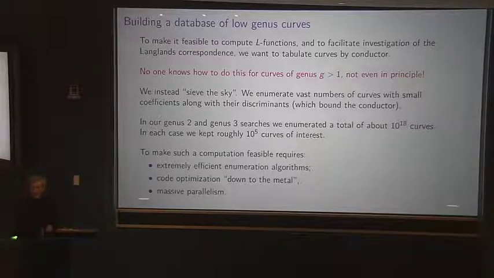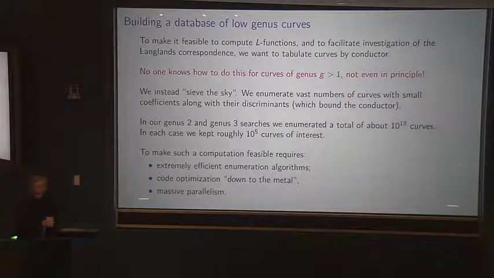So the nature of this search is that the computer is scanning the sky, looking at gazillions of objects, but we need to structure that scan in a way that it can pluck out the interesting examples, identify them very quickly, and just save the interesting cases. In the searches that we ran, we kept roughly 100,000 curves of interest out of these 10 to the 18 curves.